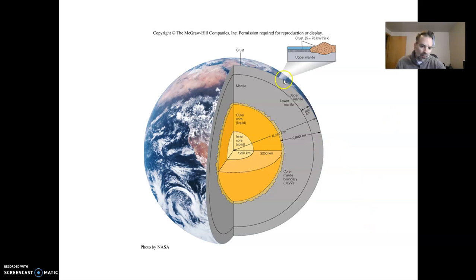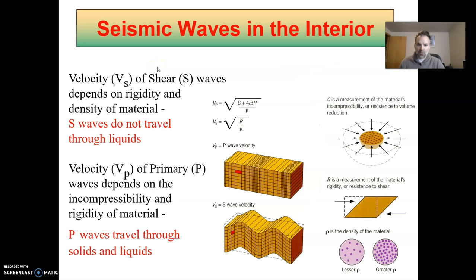So how did we come to realize that we had a liquid outer core and an inner core, and how did we understand that? Today I'm going to reveal to you how we figured this out. We figured it out with seismic waves in the interior, and we briefly talked about this. In earthquakes, there's two types of waves: the shear wave or secondary wave, and the primary wave.